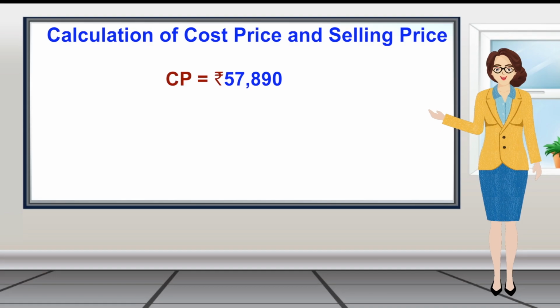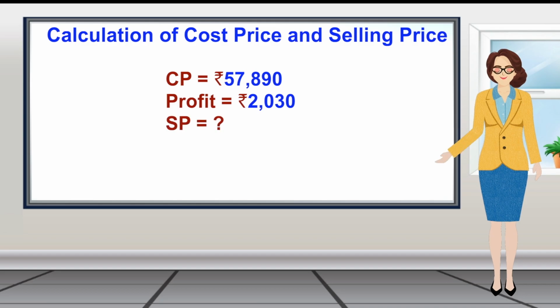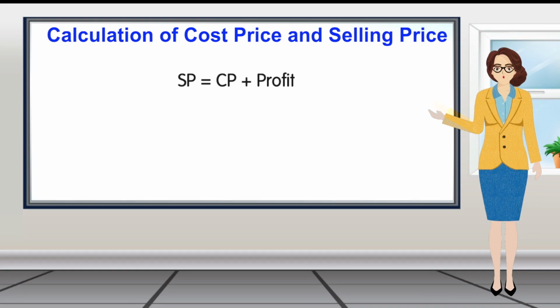Example: Mr. Sharma paid rupees 57,890 for a television set and sold it for a profit of rupees 2,030. Find the selling price of the television set. Solution: it is given that the cost of a television set is rupees 57,890. The profit earned is rupees 2,030. The selling price of the television set will be the cost plus the profit.